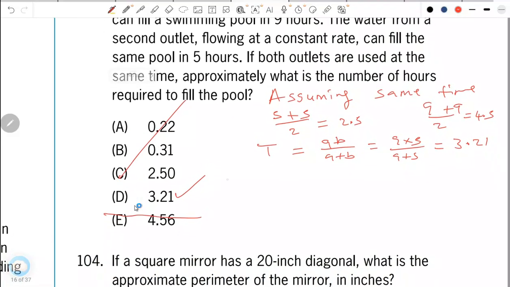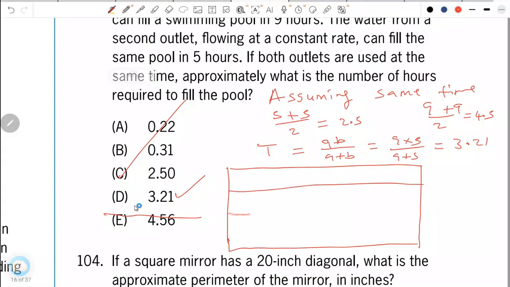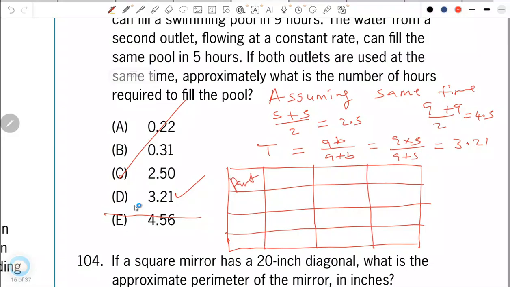If you want to solve this with a weighted average table, a mixture table rather, this is the exact way to place it. This table is useful when the question gets complex, if they add more things to the question. Here we call the part, here the rate, here the time, and then here the work done.